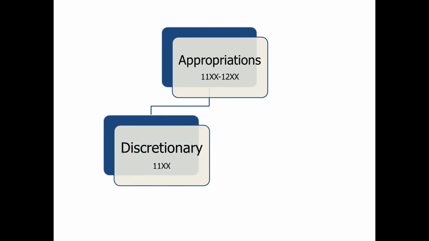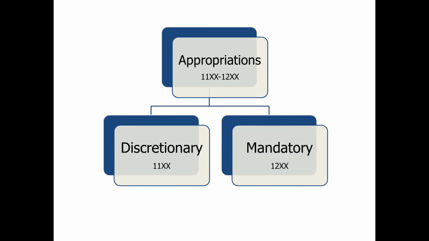The first thing we do with appropriations is divide them into discretionary and mandatory. The Balanced Budget and Emergency Deficit Control Act of 1985, affectionately known as BABEDCA, divides spending into 2 categories: discretionary and mandatory.